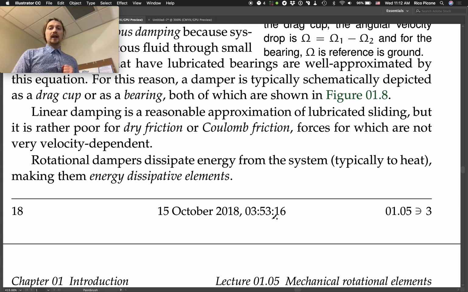Rotational dampers dissipate energy from the system, typically to heat, making them energy dissipative elements. Those are the only ones we have so far, elements that dissipate energy from the system.